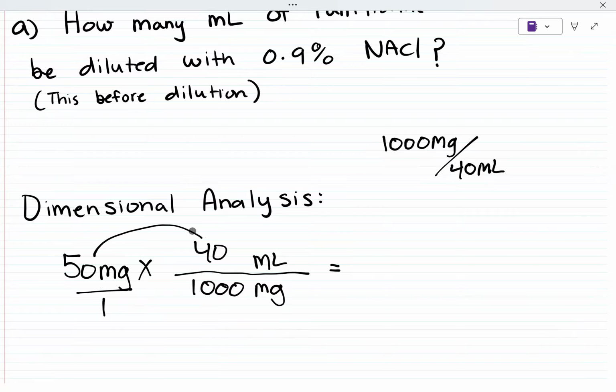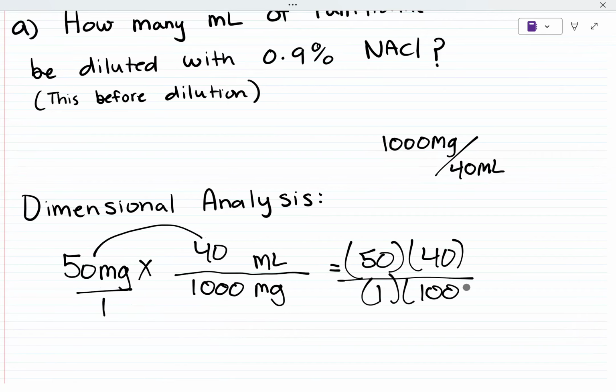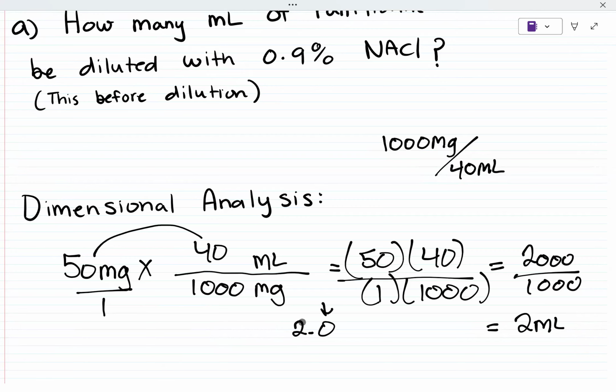As you can recall, you can multiply fractions, so multiply across. So you could do 50 times 40 over 1 times 1,000. On the top, what's 50 times 40? It is 2,000. And on the bottom, what's 1 times 1,000? 1,000. And when you put it all together, you get 2 milliliters. It says round to the nearest tenths, but you recall we don't include this extra zero. Those are trailing zeros. We don't include that. So this is my final answer.